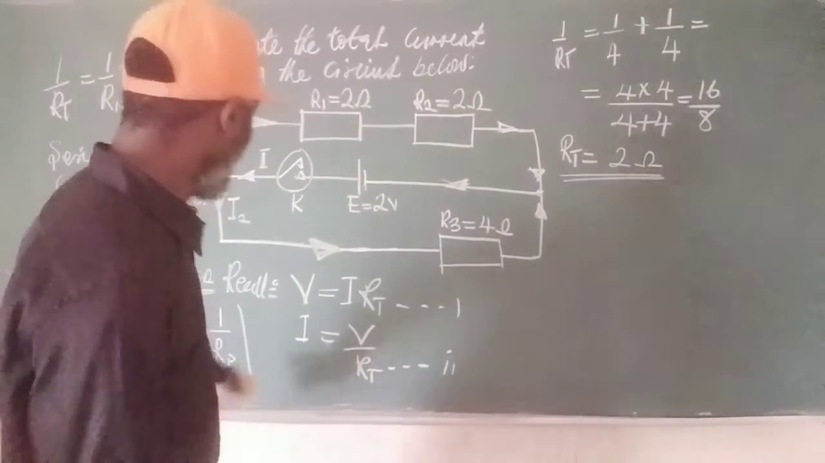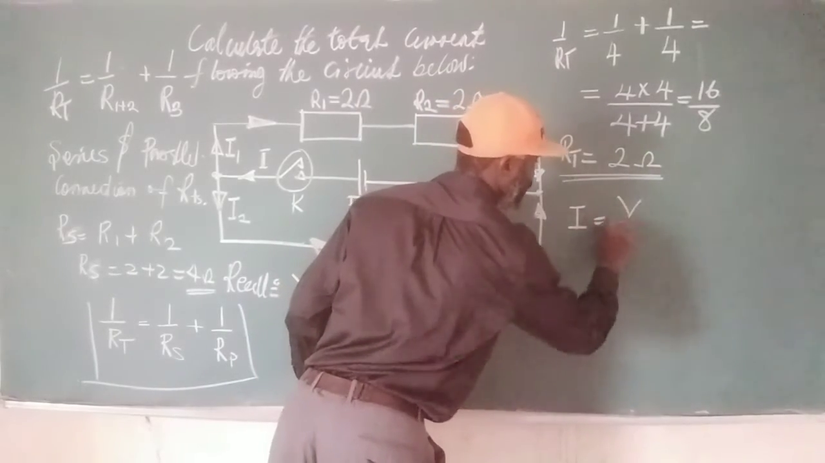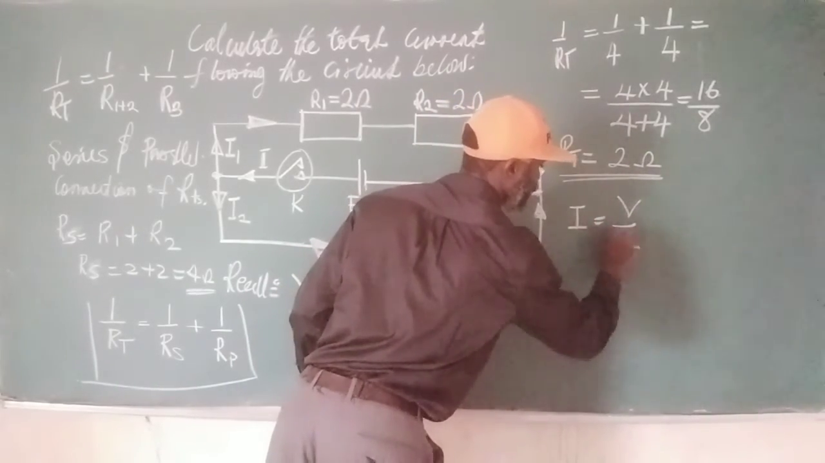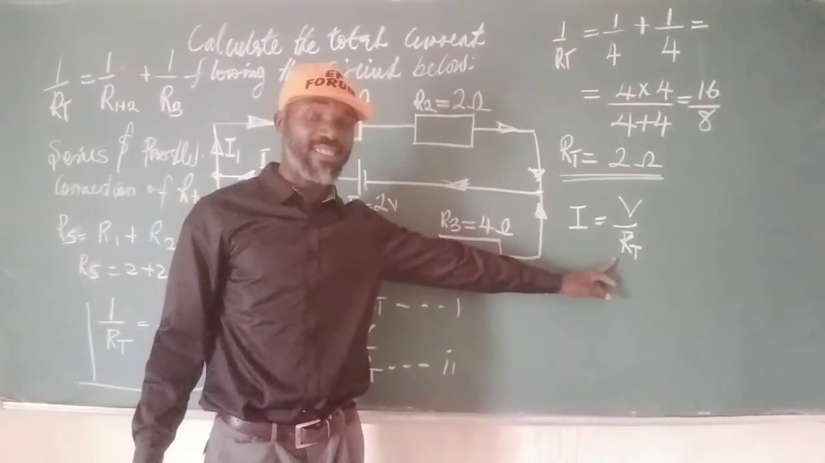We can now quickly find the current. Total current flowing, I, is equal to V all over RT, and the value of RT has been established.